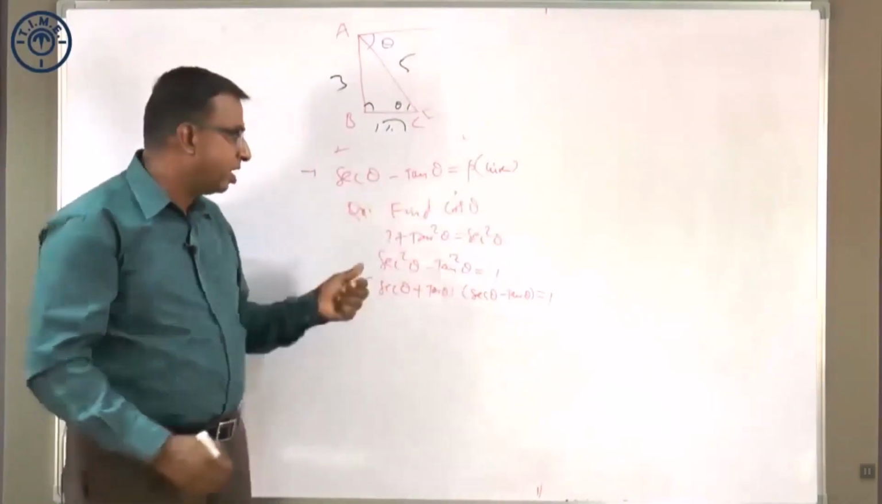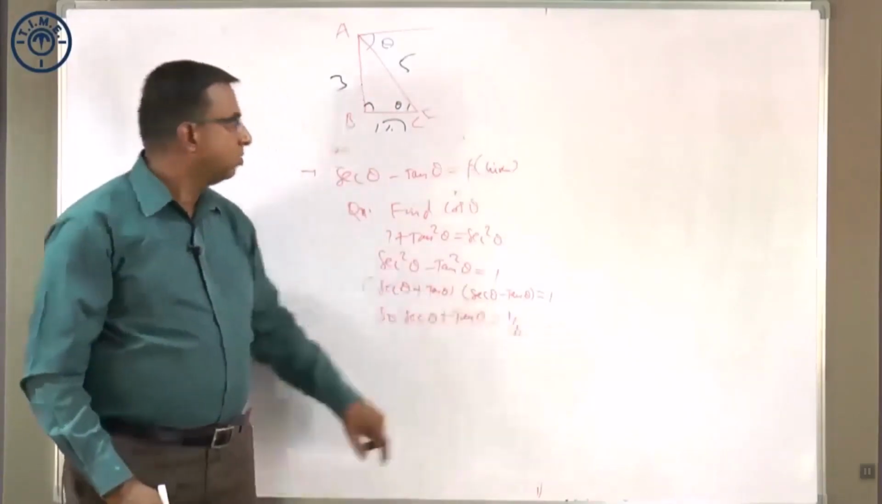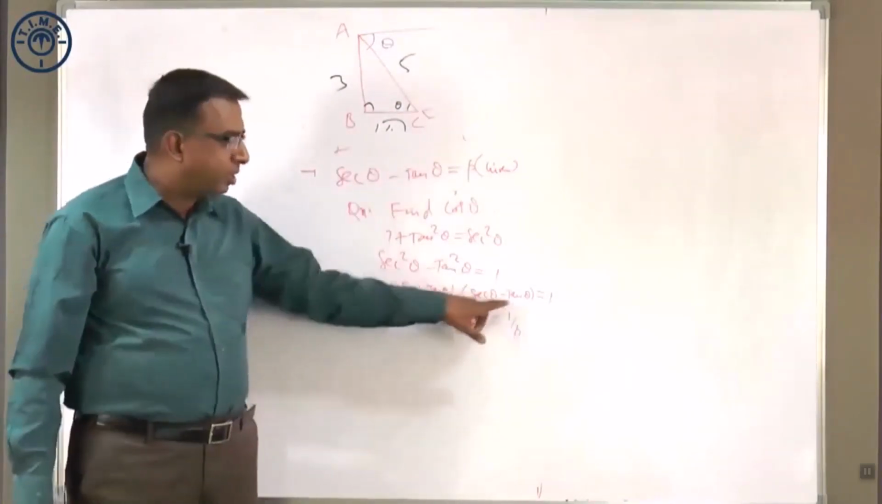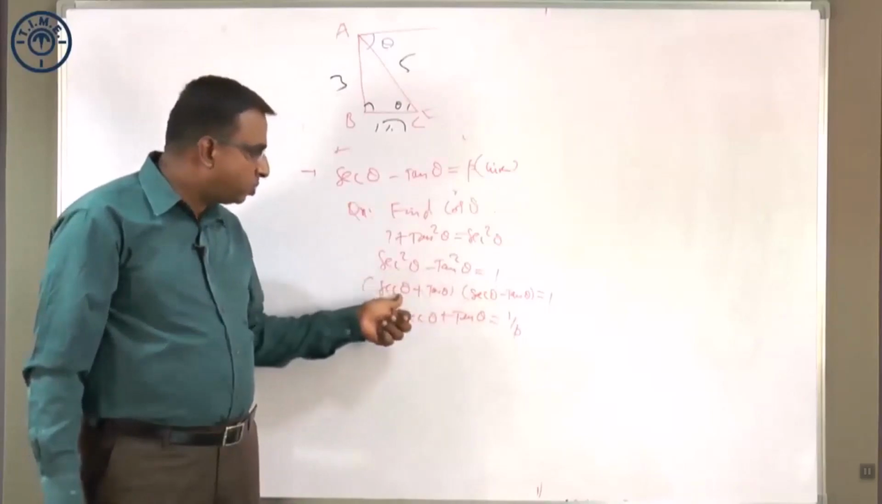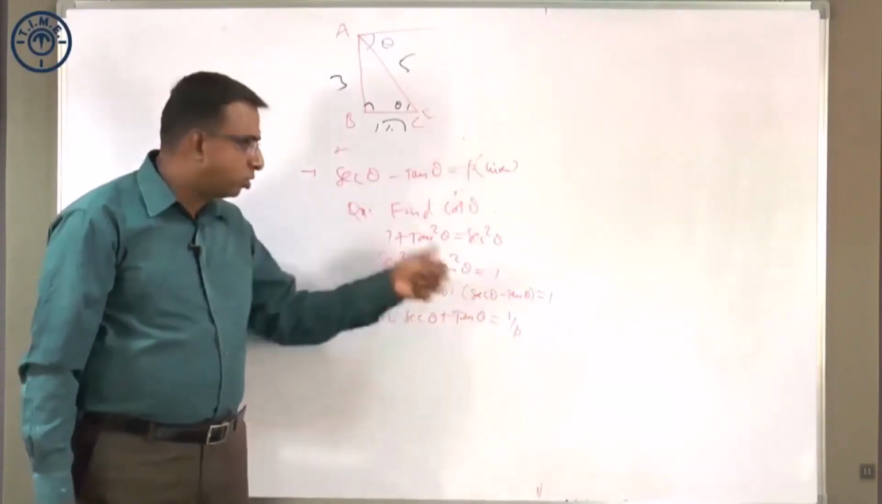When secant theta minus tan theta is p, secant theta plus tan theta should be equal to 1 upon p, because p into 1 by p is 1. If this is p, this has to be 1 by p, then only we have the product as 1.